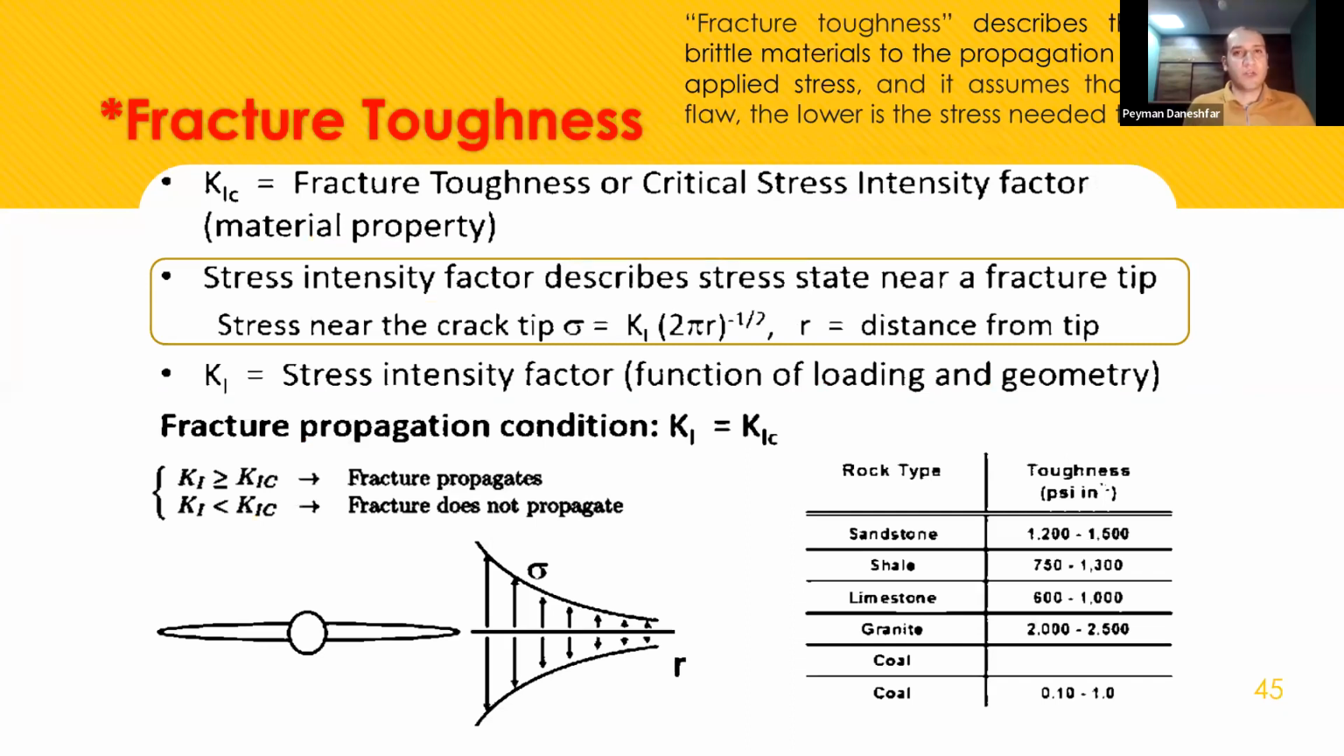What is the fracture toughness? It describes the resistance of a brittle material to the propagation of a flaw under applied stresses, and it is assumed that the longer the flaw, the lower the stress needed to cause fracture. For toughness, we have two parameters: the critical stress intensity factor, and the stress intensity factor.